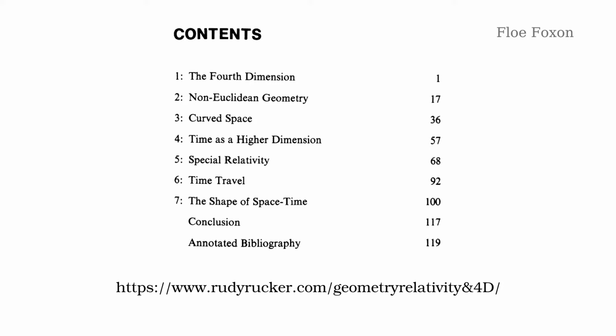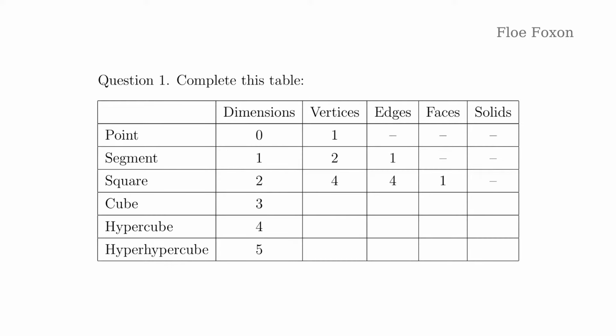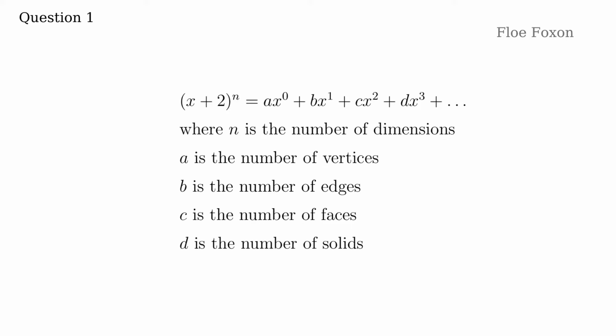In question 1, we are asked to complete this table, which lists the number of vertices, edges, faces and solids for a point, segment, square, cube, hypercube, which is a cube in 4 dimensions, and a hypercube, which is a cube in 5 dimensions. In order to solve this problem, we can use a neat trick as follows.